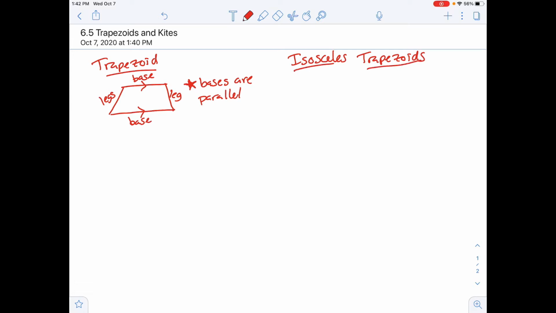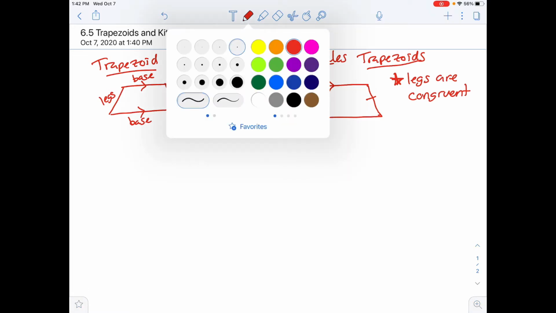Now let's go back to triangles. What does isosceles mean? Isosceles means we have two congruent sides. Same thing here. For an isosceles trapezoid, the legs are congruent or equal. So if I draw out my lovely isosceles trapezoid, my bases are parallel and my legs are congruent. So if we have an isosceles trapezoid, what do we know about it?